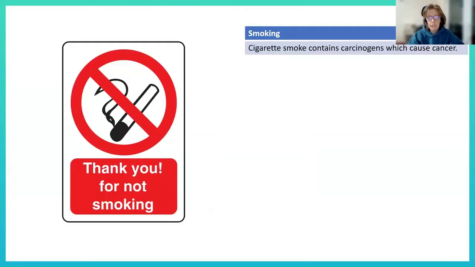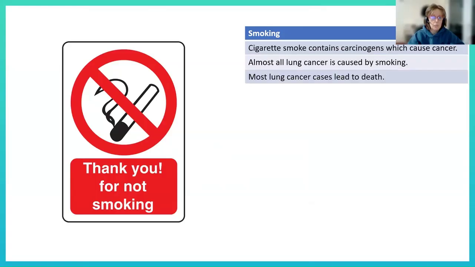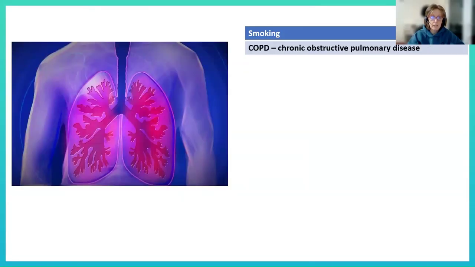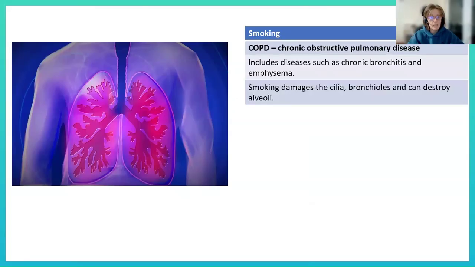So smoking's a really good example of this. Cigarette smoke contains carcinogens, they cause cancer. Almost all adults' lung cancer is caused by smoking, and most lung cancer actually leads to death. Smoking also causes chronic obstructive pulmonary diseases such as chronic bronchitis, emphysema.